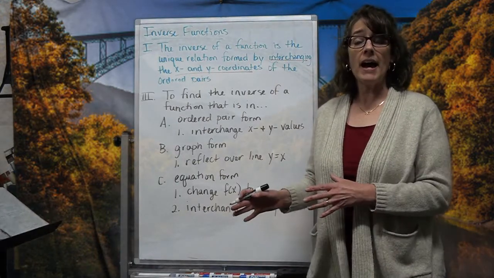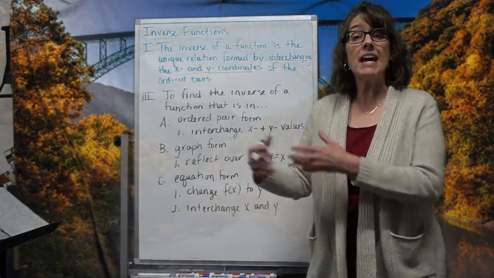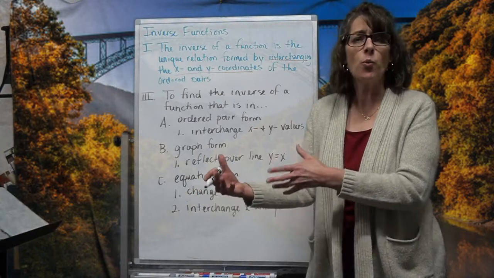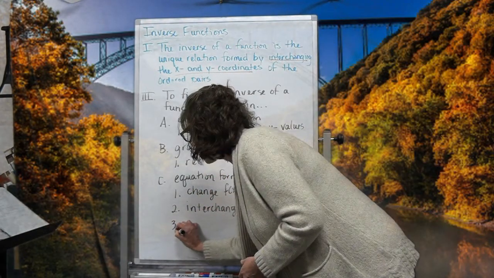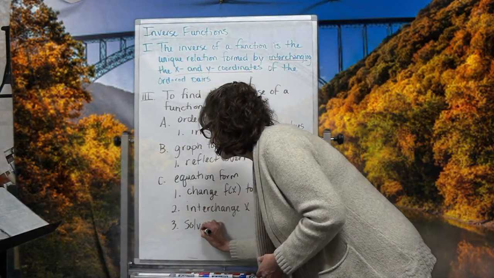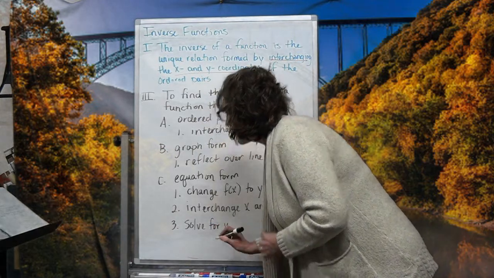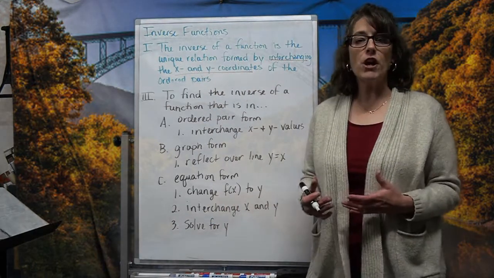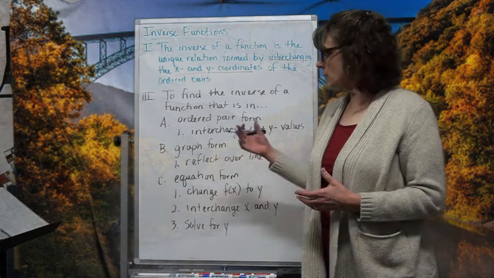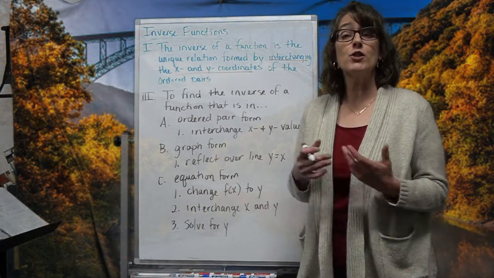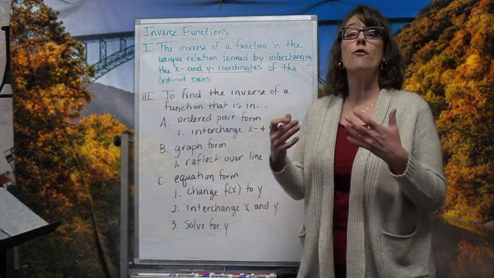But once I've done that, now my equation will have an x by itself. Well, that's not what I want. I want the y by itself. So I will solve it for y. But then I want to get back into that function notation. Because when I'm talking about inverses, I'm talking about inverses of functions. So I want to denote functions.